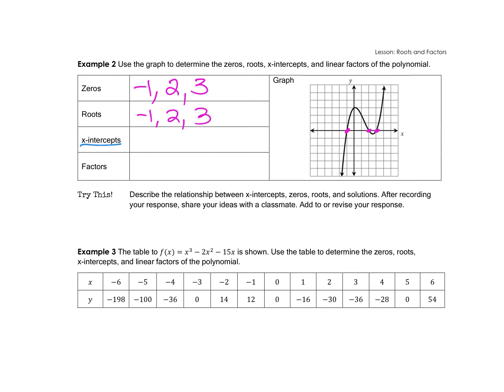Remember x-intercepts are the same thing, but remember that you are putting it as an ordered pair. So that would be negative 1, 0, 2, 0, and 3, 0.